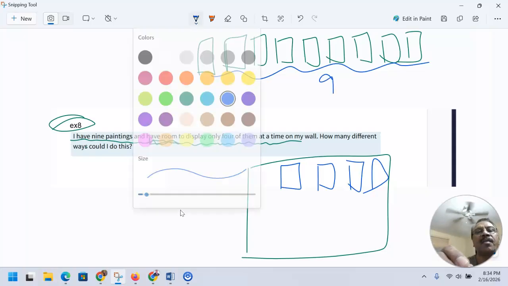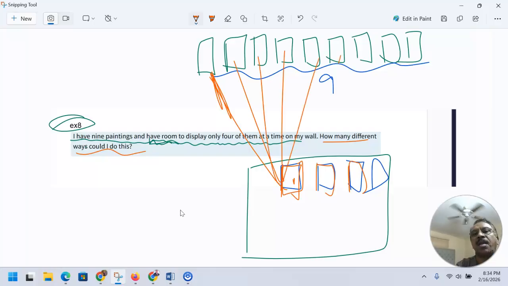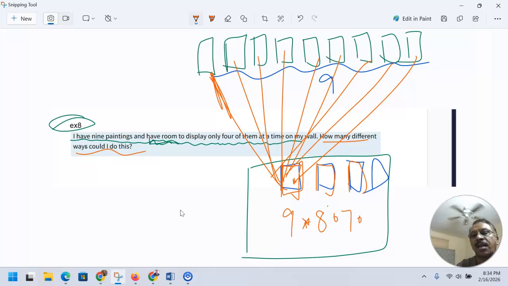The first place, this one, second. So how many different ways could I do this? Now remember, the first one could have been any one of these 9 pictures, right? So that is 9 times, and the next one is 8, the next one is 7, and 6.